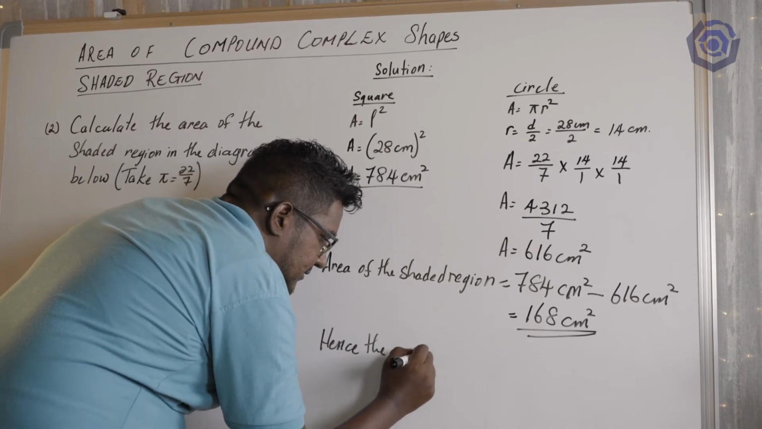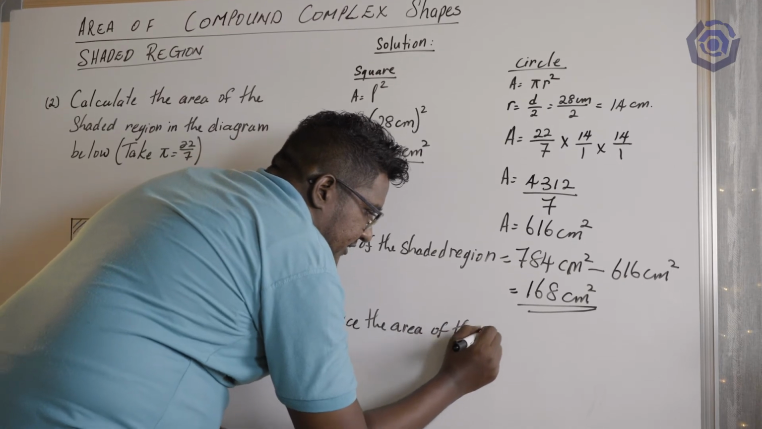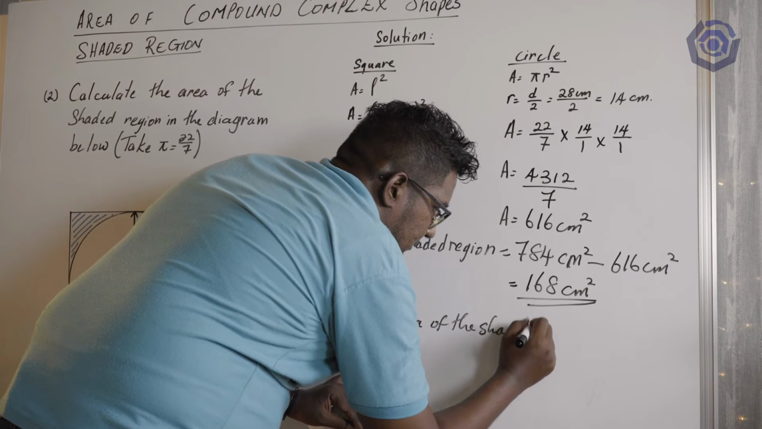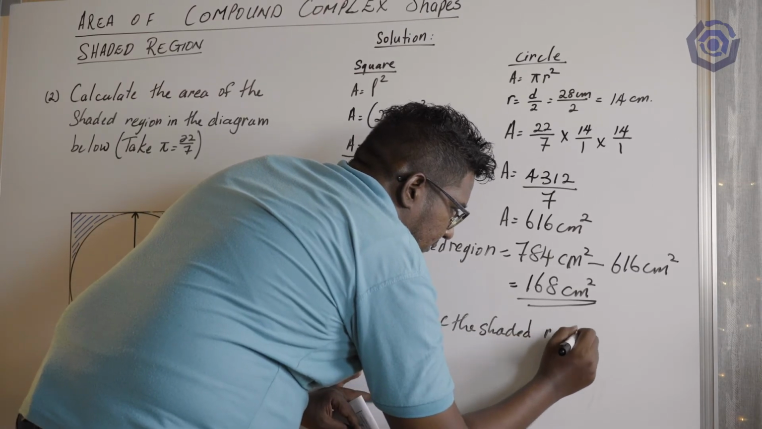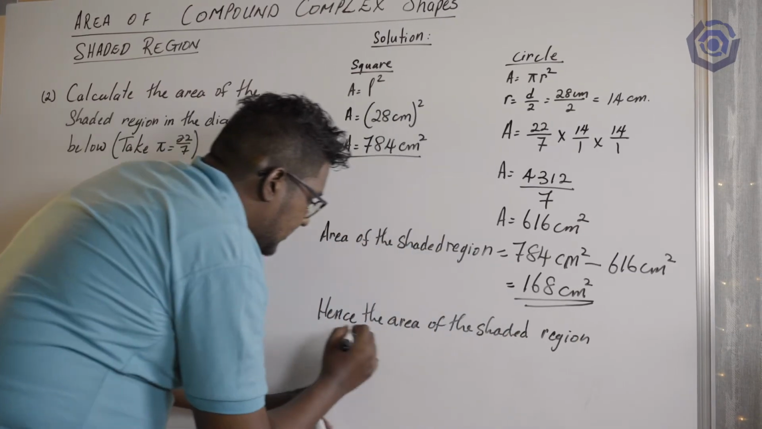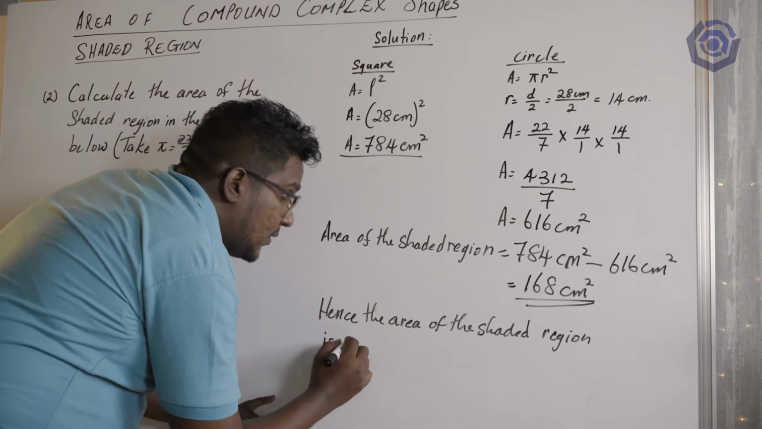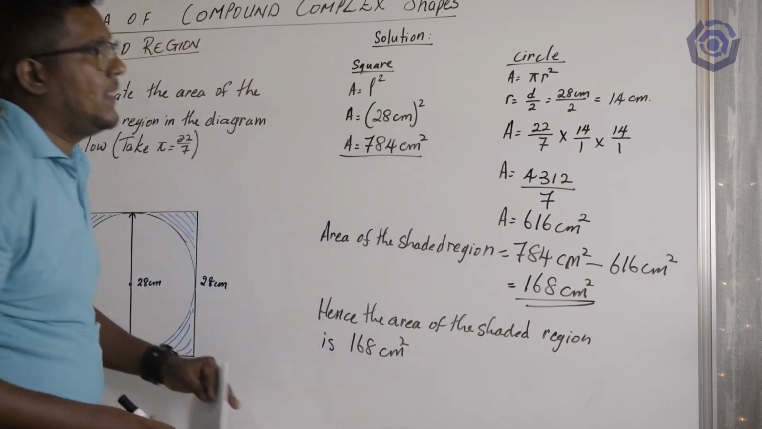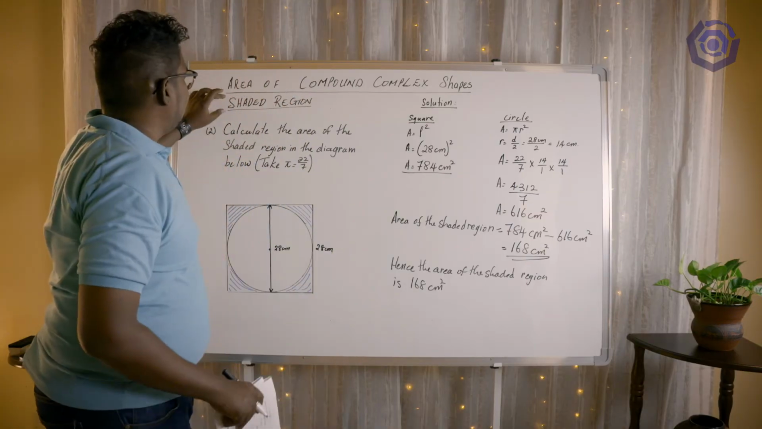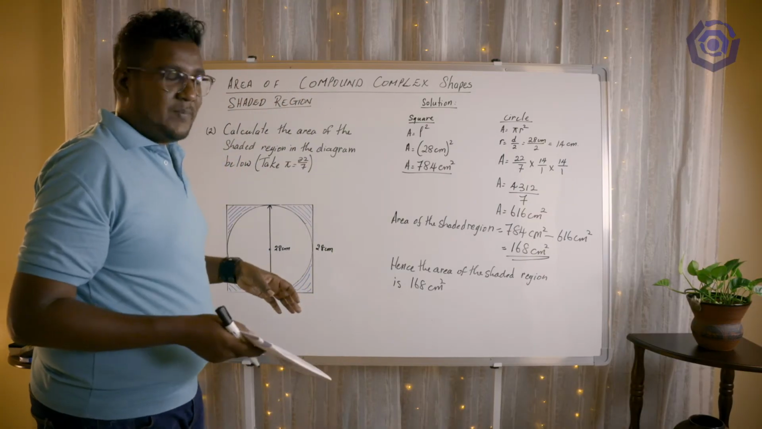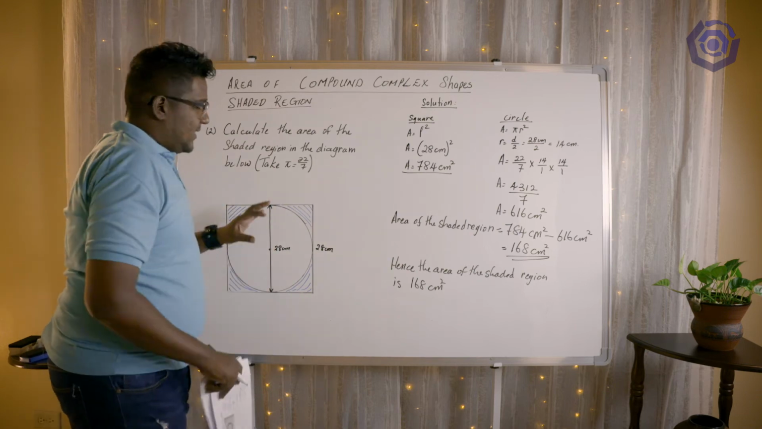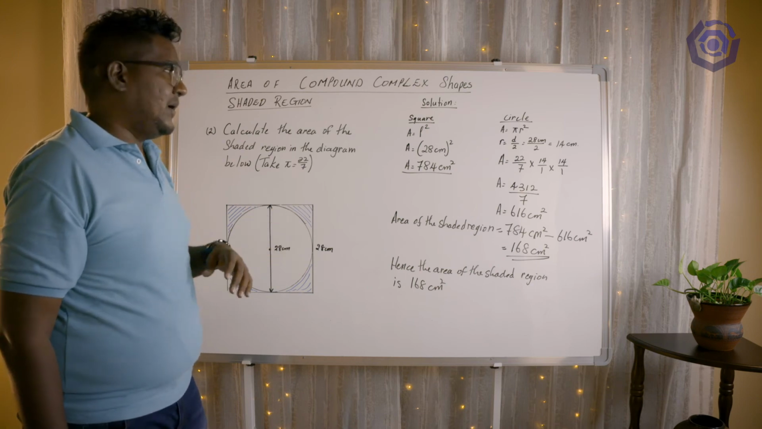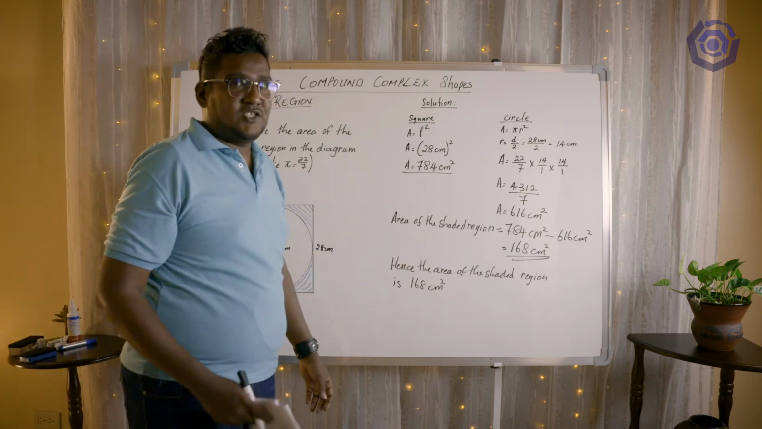the area of the shaded region is 168 cm squared. And remember, when we're finding the shaded region, it's our big shape. You find the area of your big shape, and then you find the area of your little shape, and then you subtract the little one from the big one, and that should give you the area of the shaded region.